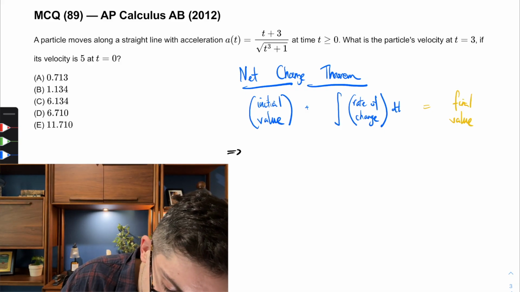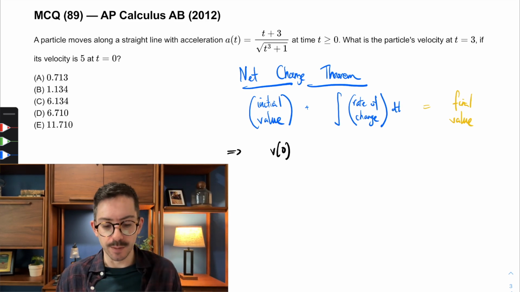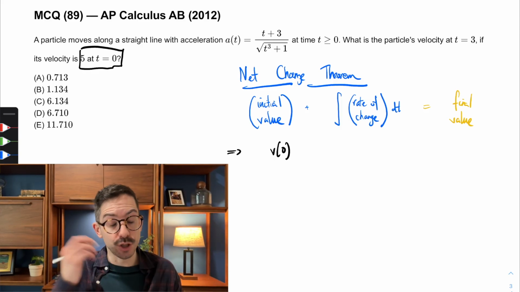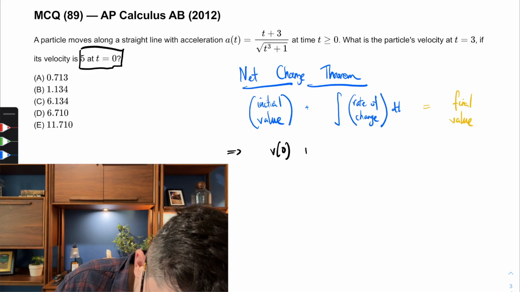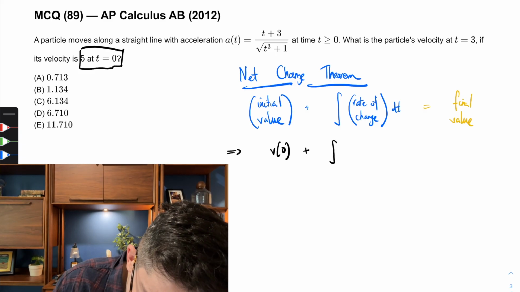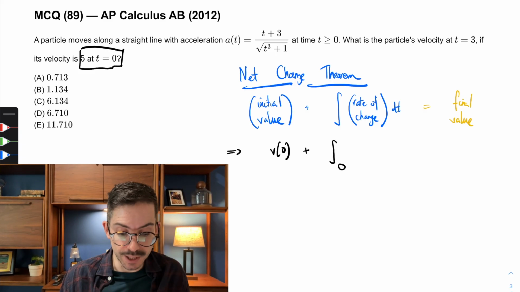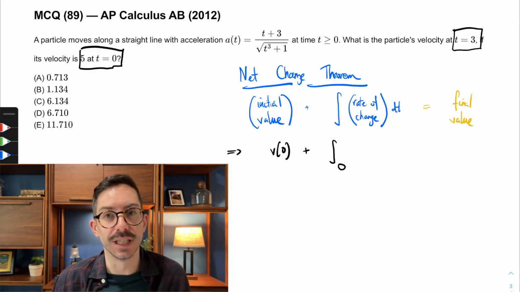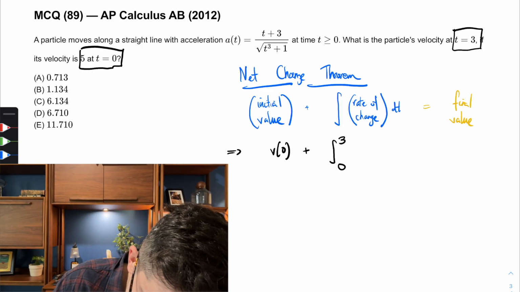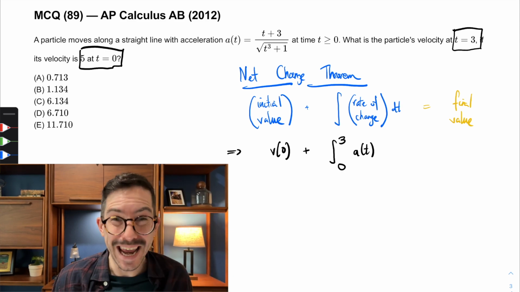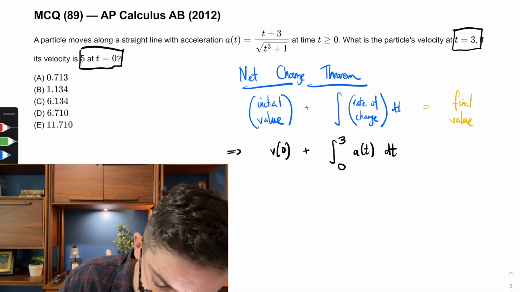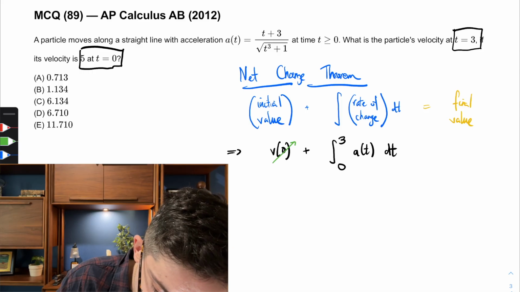So the initial value is going to be v of 0 at time t equals 0. The good news is I know what that is. I know that it's 5, so I can substitute that in a second. And then, crucially, the rate of change of velocity is just acceleration. So I'm going to integrate from time t equals 0, the initial time, to the time that I'm interested in, which is t equals 3. Those are going to be the limits of my definite integral. And all I'm going to integrate is my rule for a of t with respect to time. Now, v of 0, as I said already, I can replace that with 5.